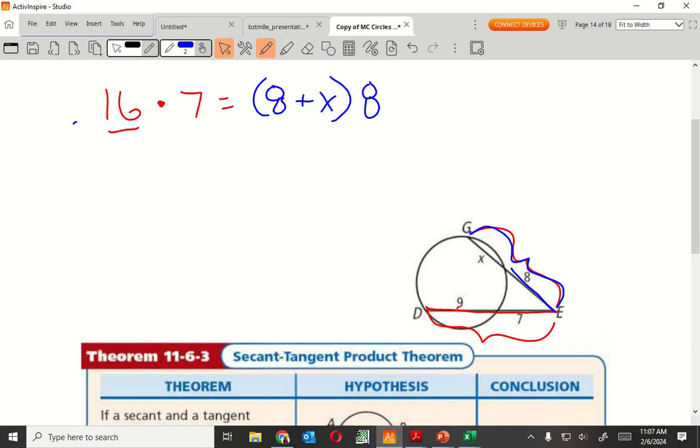Okay. Now, 16 times 7. What is 16 times 7? 112. Equals, now this side over here is going to require some distribution. Because I had the quantity of 8 plus x times 8, I need to distribute that in. So when we do this, it's going to be 8 times 8 is 64. Very good. So 64, and then 8 times x, 8x.